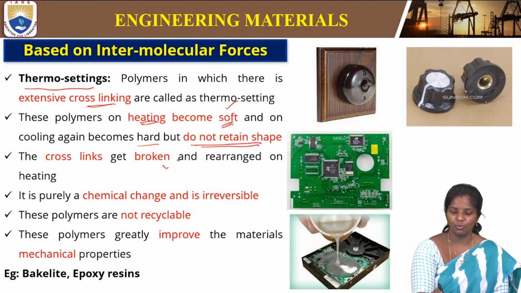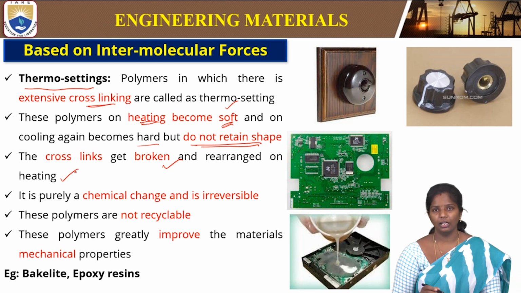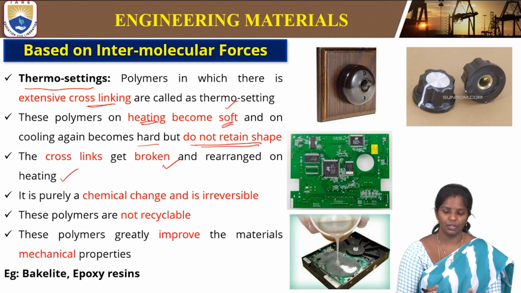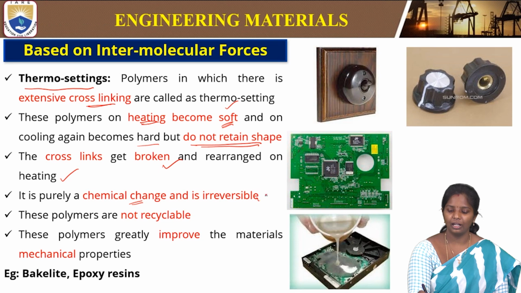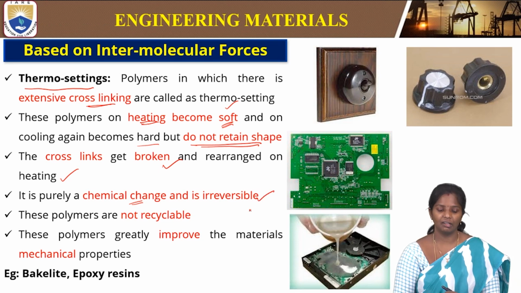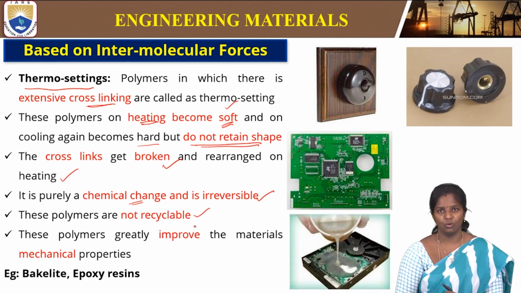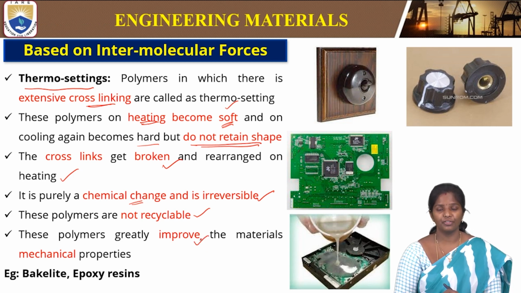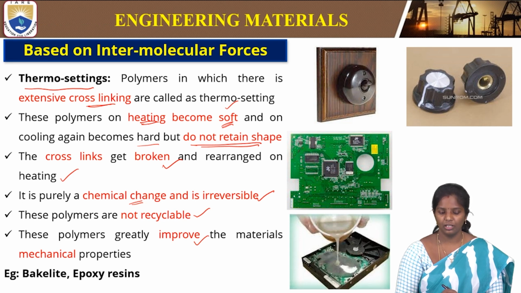The crosslinks get broken and rearranged on heating. The bonds get broken, so they get rearranged into the deformed shape itself. So there is no regaining of that particular shape. Therefore, it's a chemical change and irreversible, and not recyclable also. That is why we use these types of polymers for longer period usage. These polymers improve the mechanical properties of the product that is formed out of them.